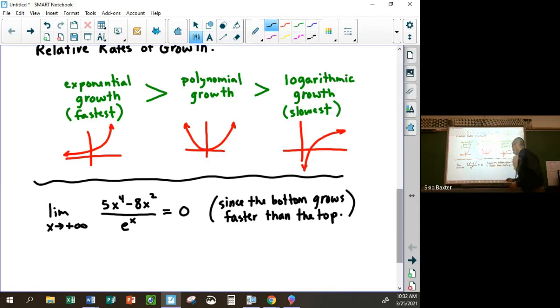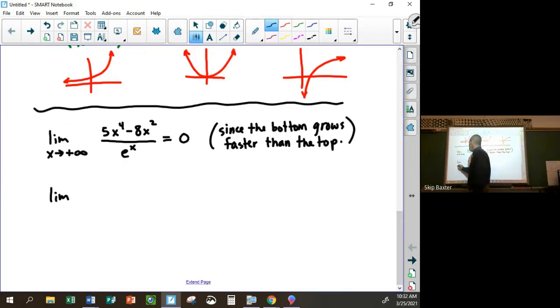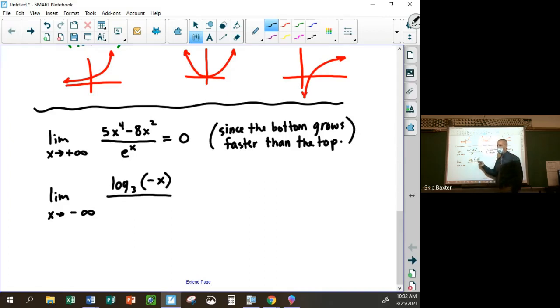Okay? If they had something like the limit as x goes to negative infinity of, this is a little tricky. So let's say it was something like log base 3, and I actually have to say of negative x, because you can't take the log of something that's negative. So if you go to negative infinity, you actually have to make this negative x to make it make sense. Over 2x.